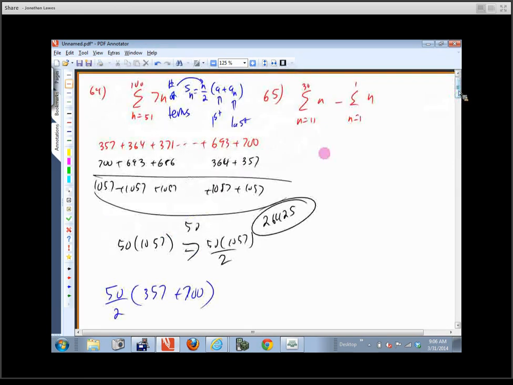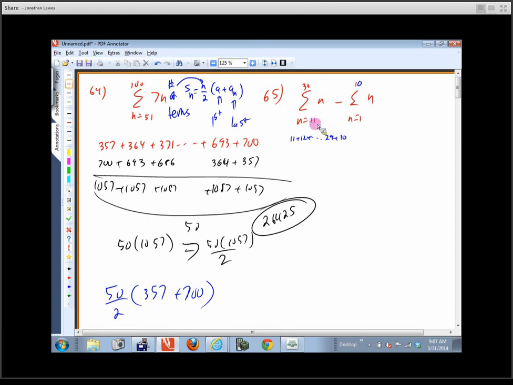Okay. Let's take a look at problem number 65. Okay, on problem number 65, we've got the sum from 11 to 30. And then we're going to subtract the sum from 1 to 10. It's the same formula. These are just the counting numbers. So this is going to be 11 plus 12 plus all the way up to 29 plus 30. And we're going to do the same thing.